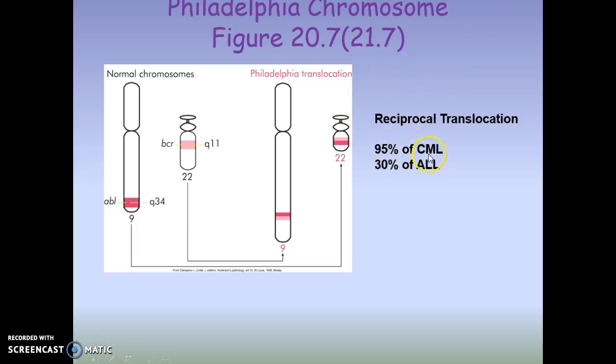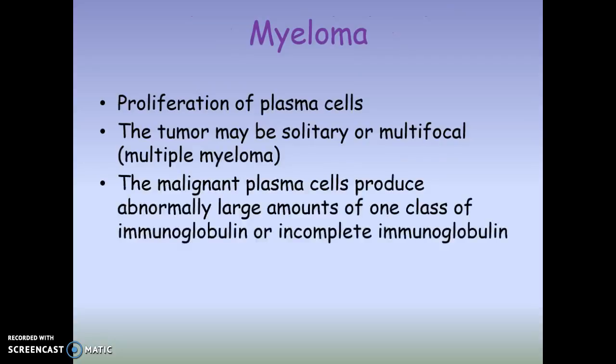95% of CML leukemias, and 30% of ALL leukemias, can actually have this Philadelphia chromosome. So it's just pulling information back from Chapter 2.